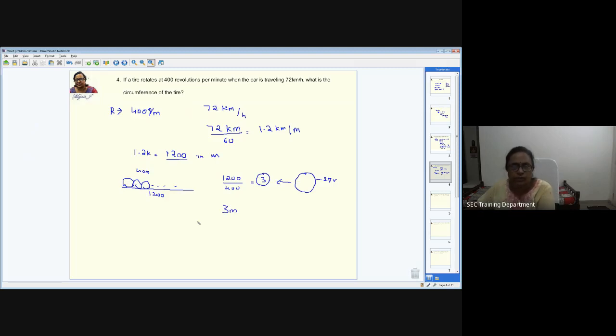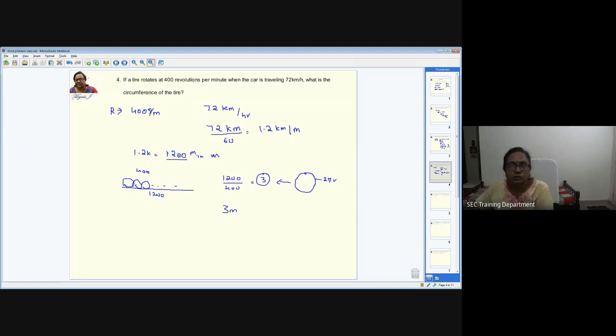I hope this is clear. I'll repeat again. This 1,200 is the distance which is going to travel in 1 minute as per the speed given here. We are just converting that. So we divide by 60 because it is given in terms of hours, and I'm going to convert that into minutes by dividing by 60, and we are getting 1.2 kilometers per minute, or I can say 1,200 meters in 1 minute. So this is meters again in a minute.